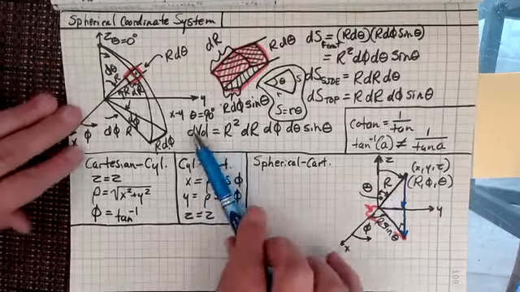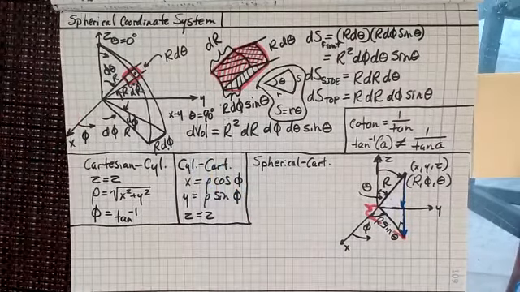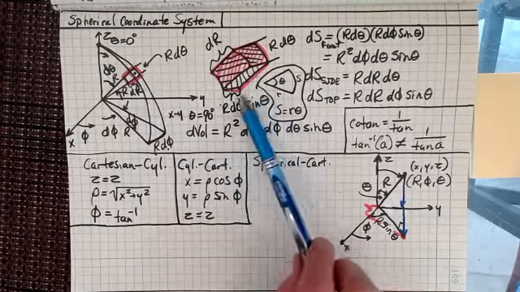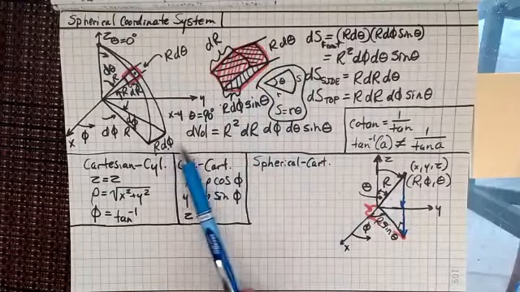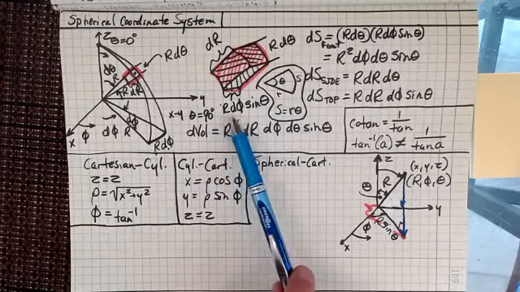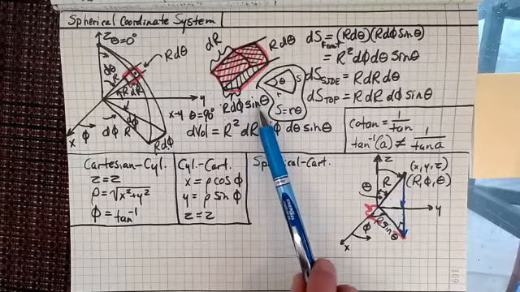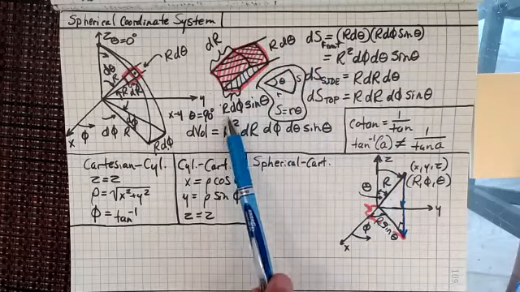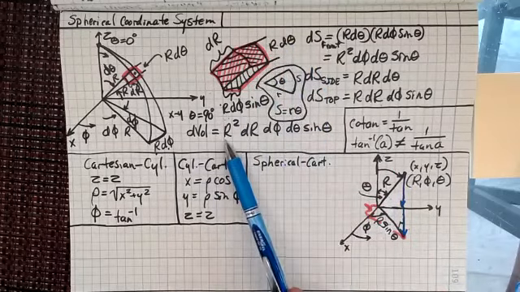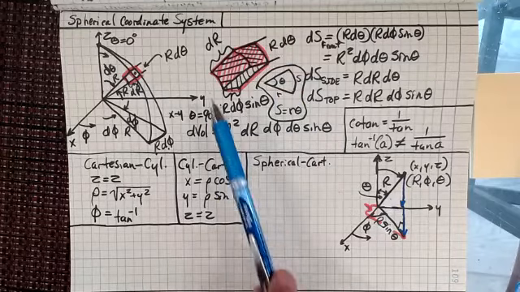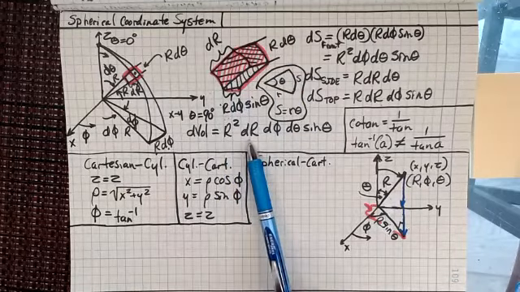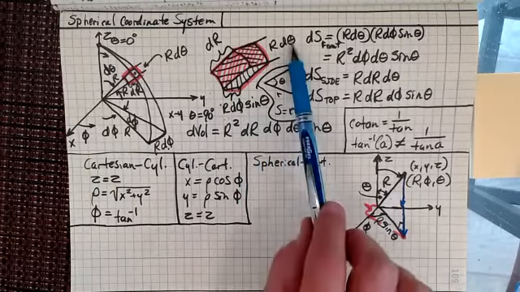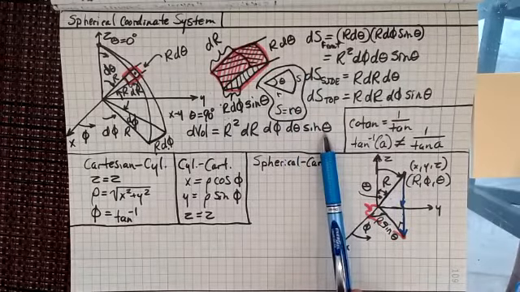Now, the last one that I wanted to do was the differential volume, right? We have all three of the sides now, so let's just multiply them all together. So we've got r d phi sine theta times r d theta times dr. The r's appear twice, so that's r squared times dr, times d phi times d theta times sine of theta.